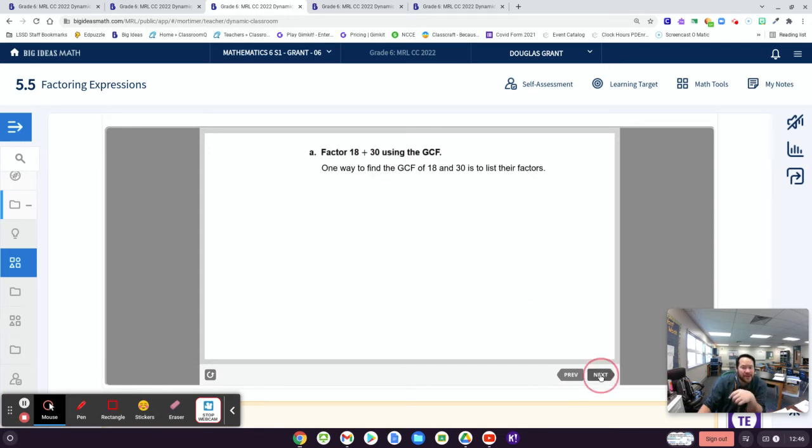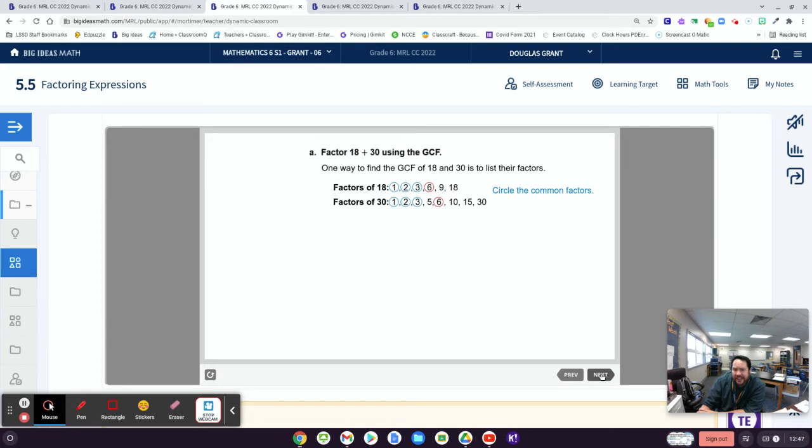If you don't know, one way to look is to list out all the factors of 18. There they are. And then list out all the factors of 30. You can also do this with a factor tree, which is another great way to go. Or this can be done with a factor rainbow. The greatest common factor is the biggest factor which they have in common. In this case, it's 6. So 6 is the greatest common factor.